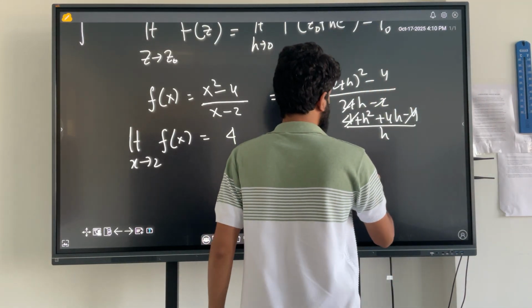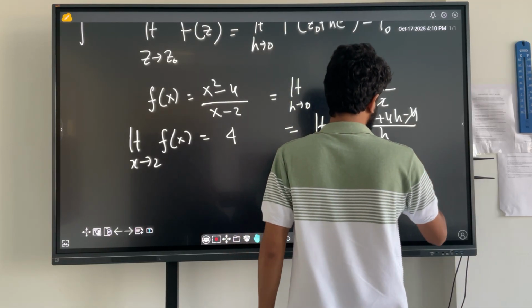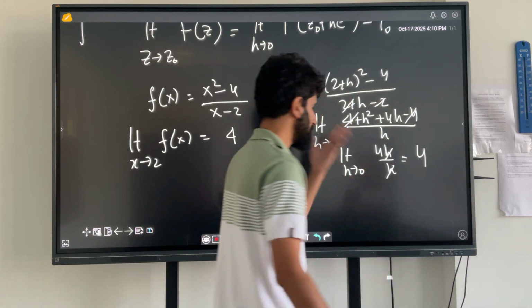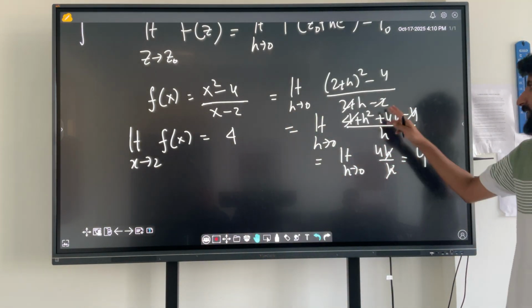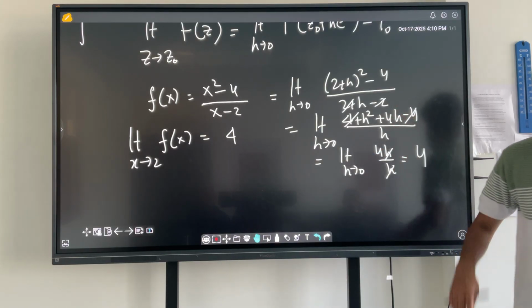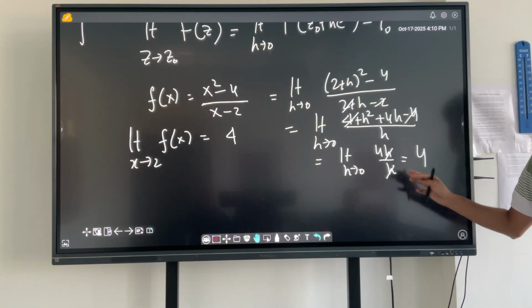Then what do I get? The limit as h goes to 0 of 4h by h, which is 1, so h goes and this is 4. The h term disappears because there is no h. Or you could have kept this h square, it will anyway disappear because h goes to 0. So it turns out that this limit is 4.